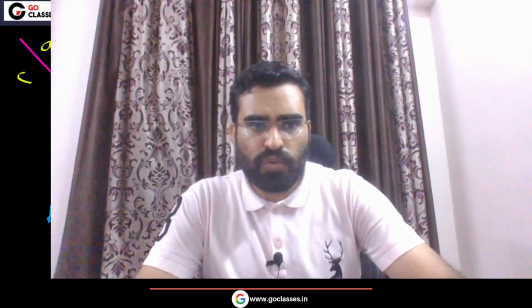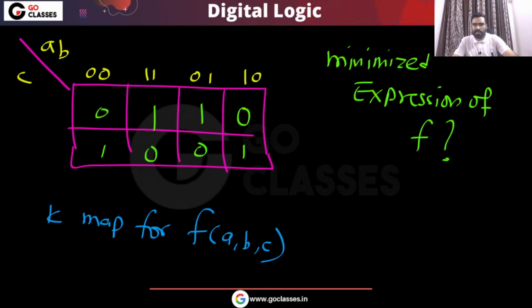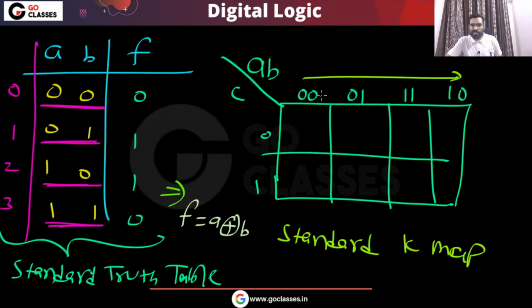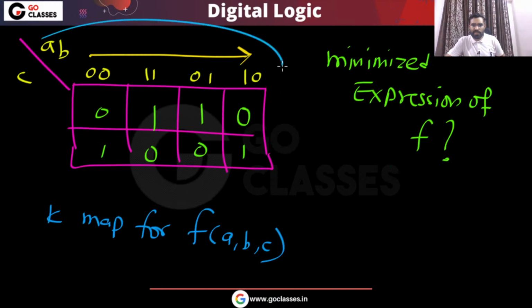Now let's continue from where we left off in session number 3 part 1. We were discussing this question. In this question you can notice a k-map is given to you, but this k-map is not standard. The standard format of a k-map is 00, 01, 11, 10, but this k-map is not in the standard format, and this function is given to you.